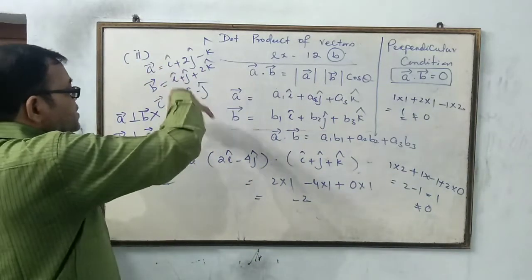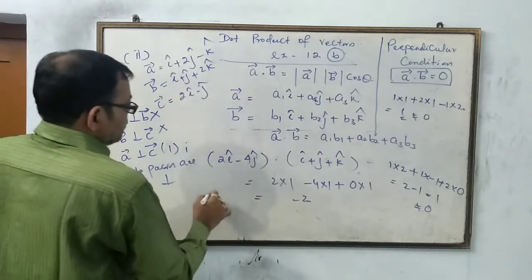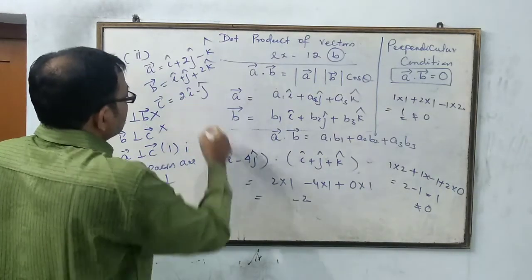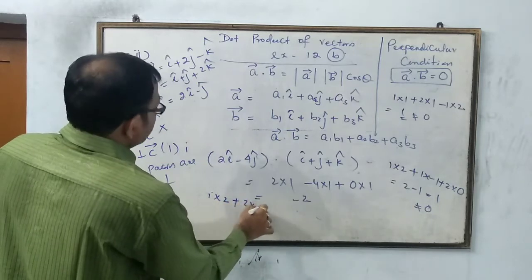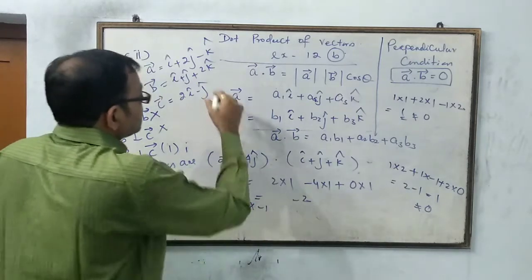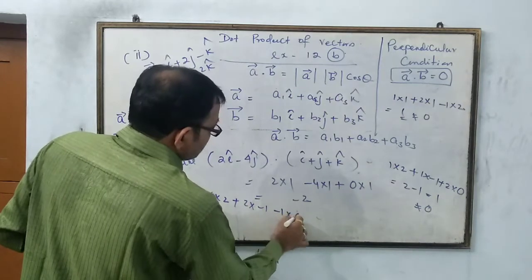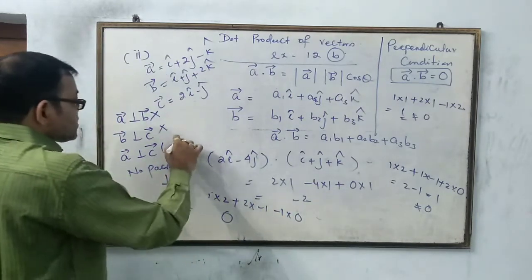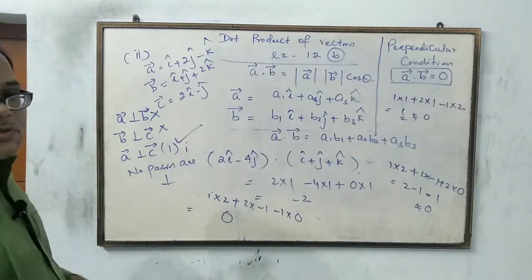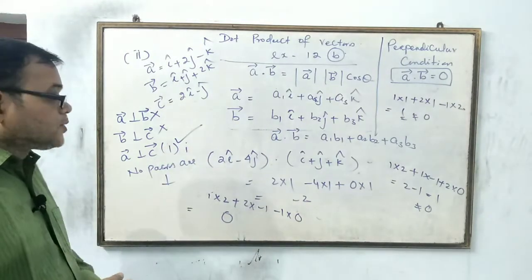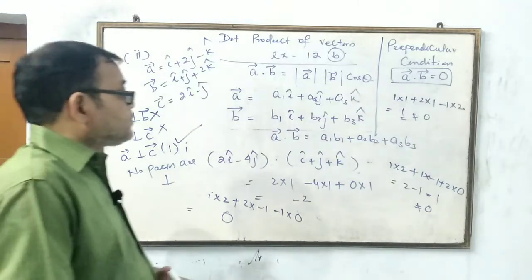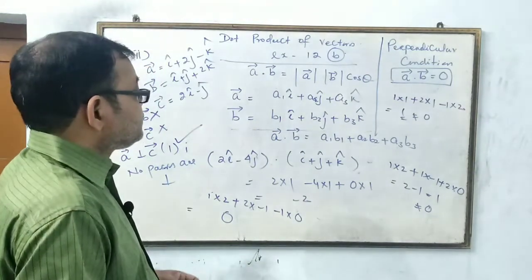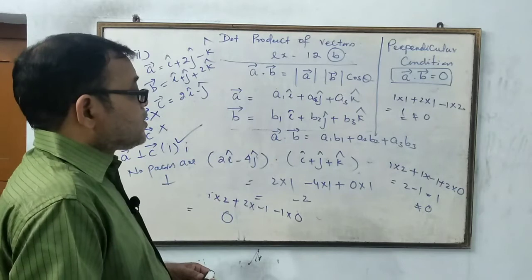Now let us see whether a is perpendicular to c. 1 into 2, 2 into minus 1, and minus 1 into 0 since there is no k. So 2 minus 2 is 0. Therefore I can say a is perpendicular to c. Option C is correct. Question number 1, second bit over.